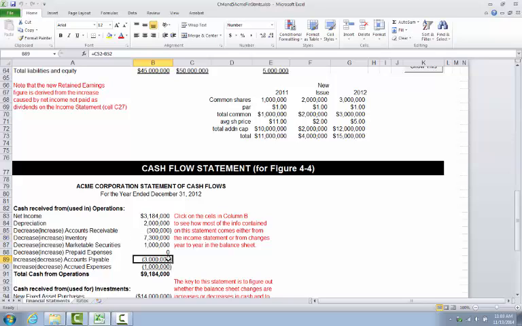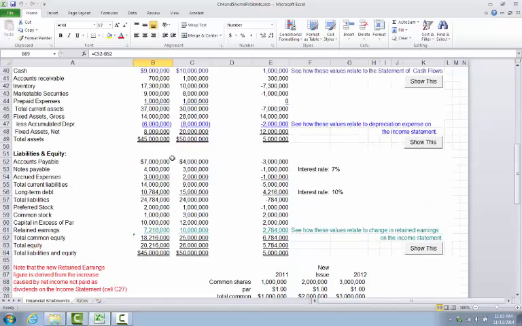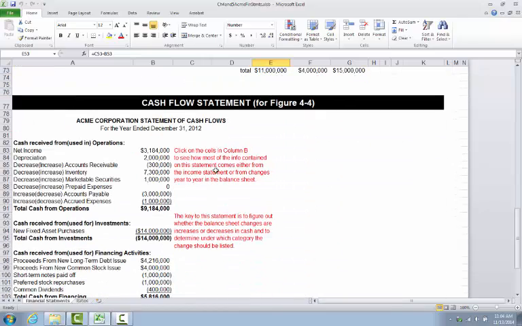Here we have a $3 million decrease in cash attributed to accounts payable. What happened to accounts payable? It went down from $4 million to $3 million. So when you have a liability that goes down by $1 million, you're paying off that debt. You're paying off that liability. When you pay your debts, what happens to your cash? It goes down. Same thing with accrued expenses, which is another liability.